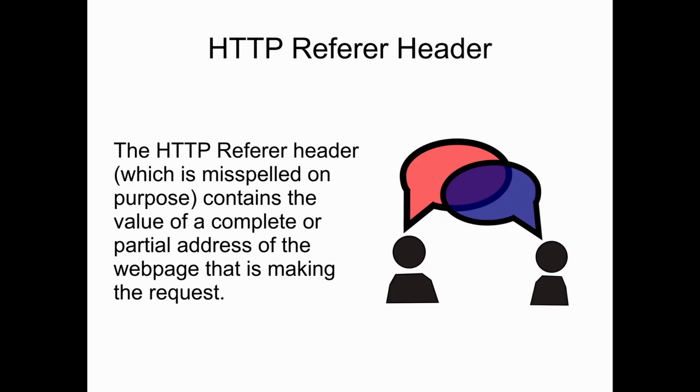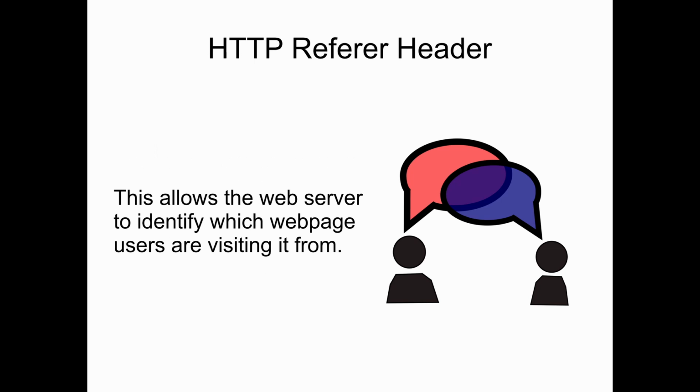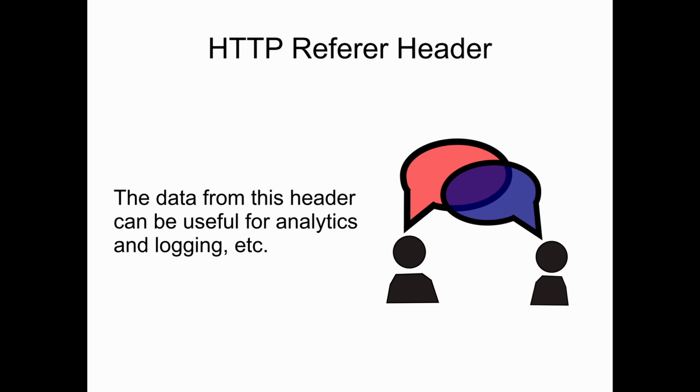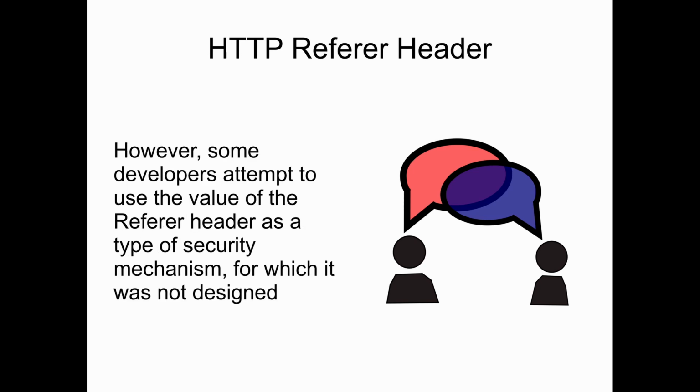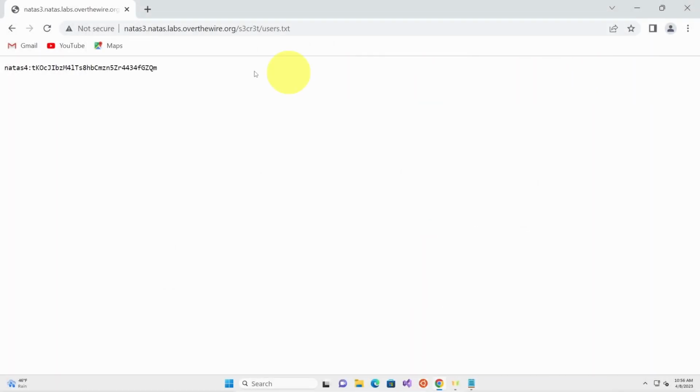The HTTP referrer header contains the value of a complete or partial address of the web page that is making the request. This allows the web server to identify which web page users are visiting it from. The data from this header can be useful for analytics and logging, etc. However, some developers attempt to use the value of the referrer header as a type of security mechanism for which it was not designed. Now back to Natas 4.